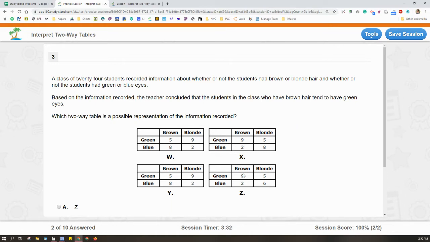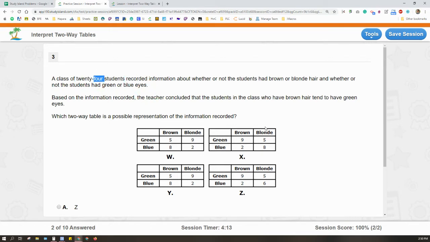And finally, table Z. That looks just like table X for the brown hair column. Of the children who have brown hair, 9 have green eyes, 2 have blue eyes. So, like table X, the children with brown hair tend to have green eyes in table Z. So is it X or Z? Well, what's the only other thing that the problem told us besides that it wants us to look for brown-haired children tending to have green eyes? It told us the class is 24 students. So which of these tables, X or Z, counts 24 students? Well, they both have 9 and 2 in the brown column. That's 11 students. So there should be 13 more students. There needs to be 24 total.